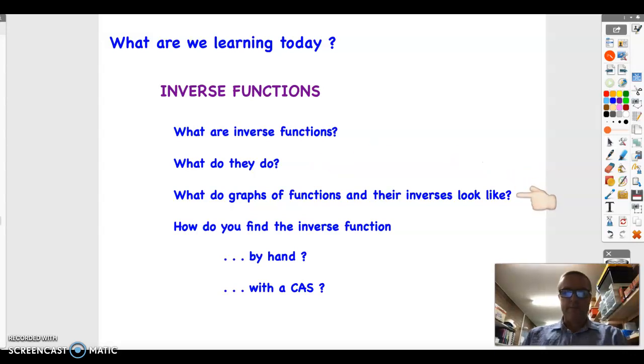When we look at the graphs of functions and their inverses, what sorts of things do we notice? If I'm given a function, how can I find its inverse? We're going to look at that in two ways. If I'm doing this on pen and paper, how do I find an inverse function by hand? How do I find the inverse function with a CAS calculator?